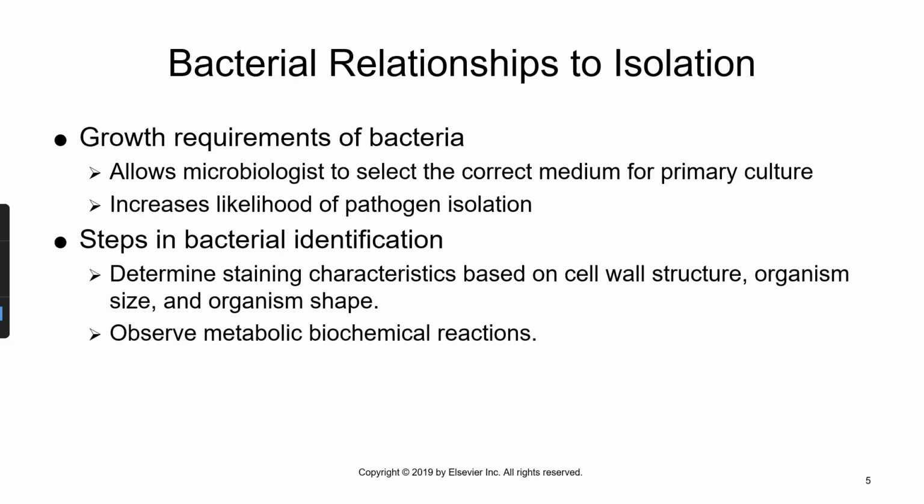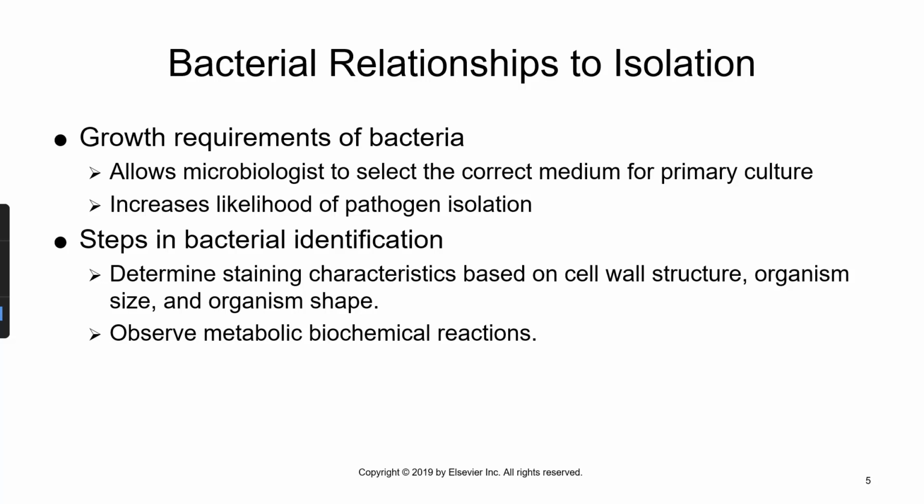Bacterial relationships to isolation. So growth requirements of bacteria allows microbiologists to select the correct medium for the primary culture. So depending on what source the swab came from or what source the infection is found in, we're going to plate it on different types of media, which we'll go into in detail later on in the course. And it increases the likelihood of pathogen isolation.